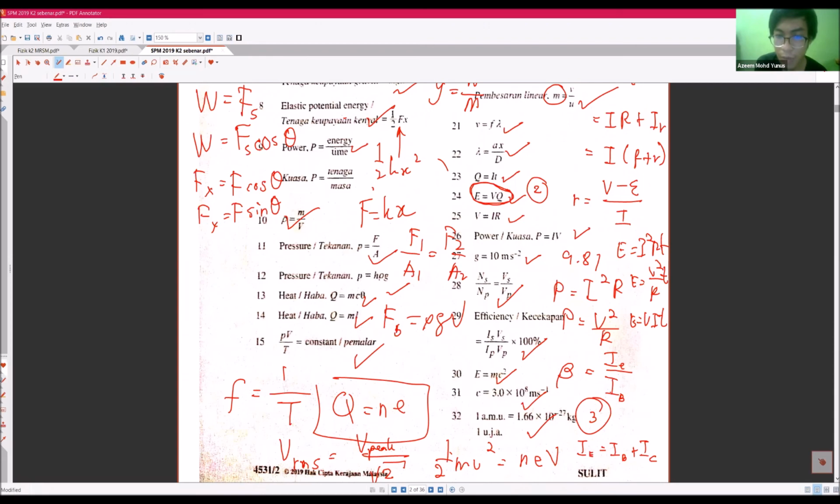Radioactivity is only E equals m c squared. Half-life is not given because it's just a simple halving. Okay, I think that's all.